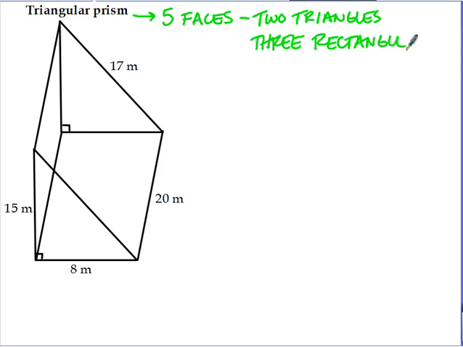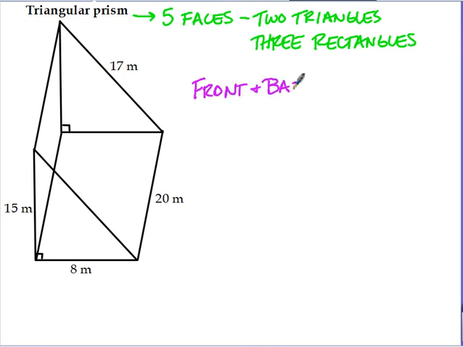So I have 1 rectangle on the bottom there, 1 rectangle over here on the left side, and then this slanted rectangle here along the slanted side of the triangle, that's my 3 rectangles. So this time we have to find 5 areas. So the first areas I'm going to find are the front and the back, which are my triangles, because the front and the back are the same.